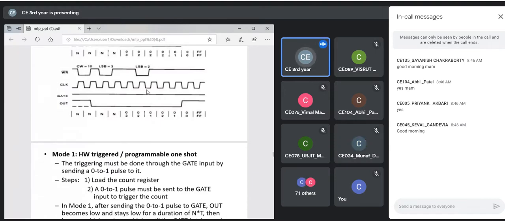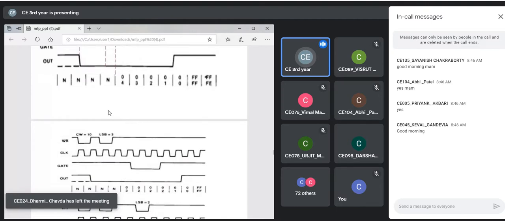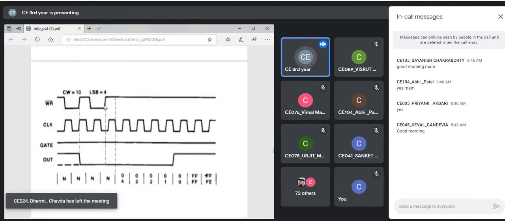So OUT actually, after writing the count, mark the words, after how many clock cycles will OUT go high? After writing the count, suppose the count is n. After writing the count n, after how many clock cycles will the OUT go high?